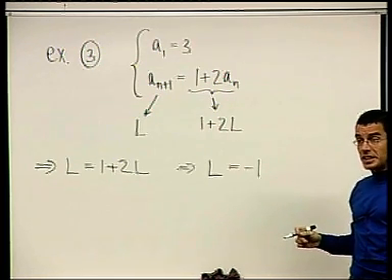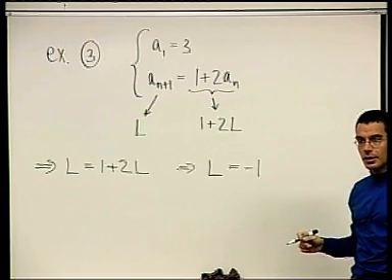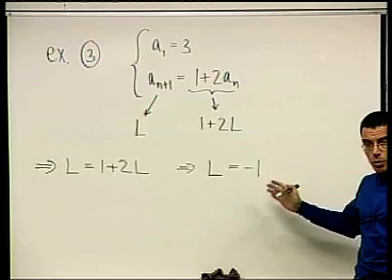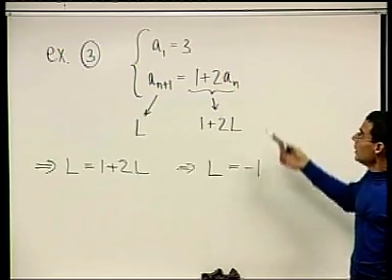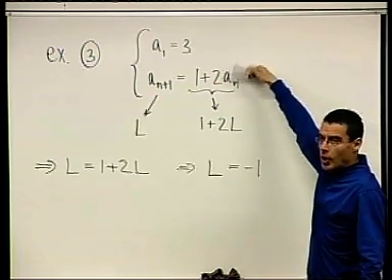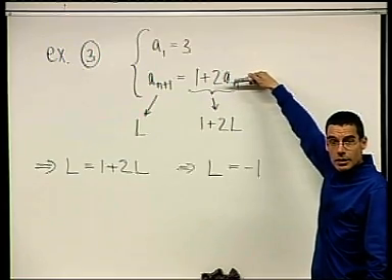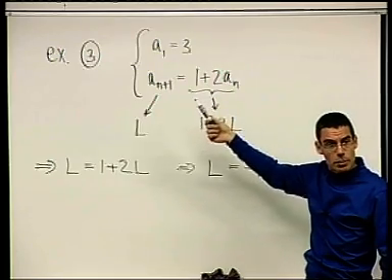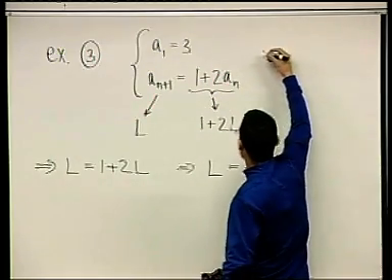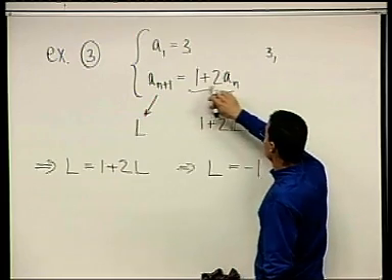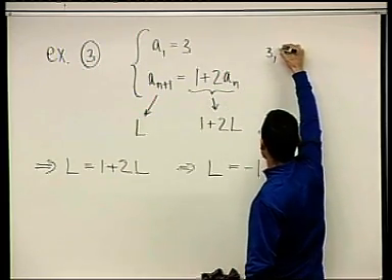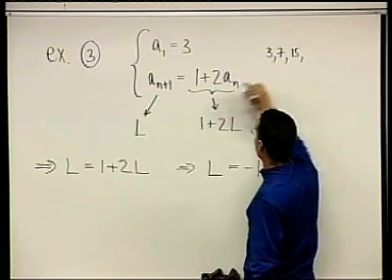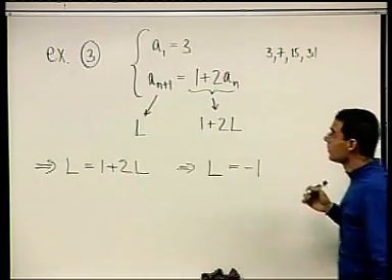I can see some uneasiness in the audience. Something went wrong, right? Why did something go wrong? This is positive, all the elements are positive, right? And moreover, they just get bigger and bigger and bigger. Do you agree? This is the sequence: 3, the next element is 1 plus 6, 7, then 15, then what? 31. Do you agree? Yes.